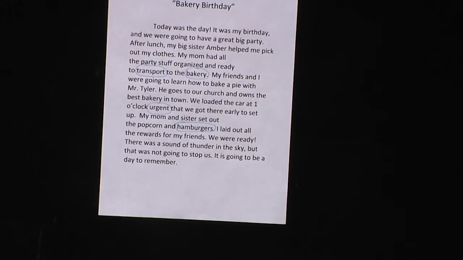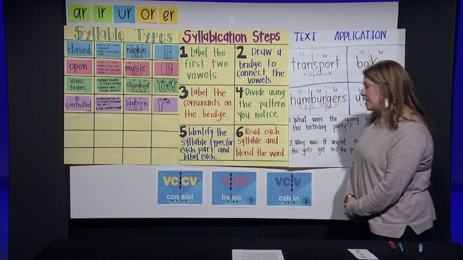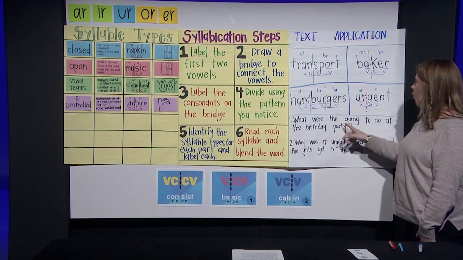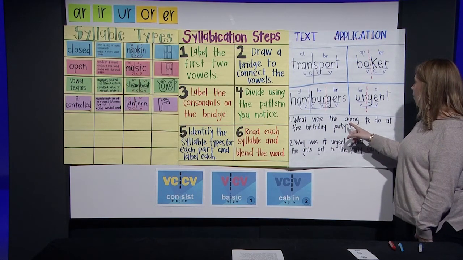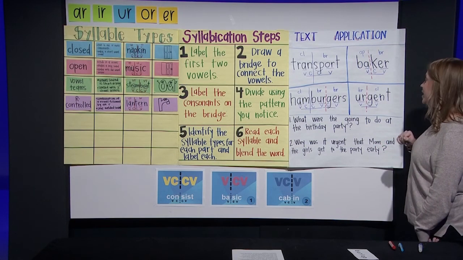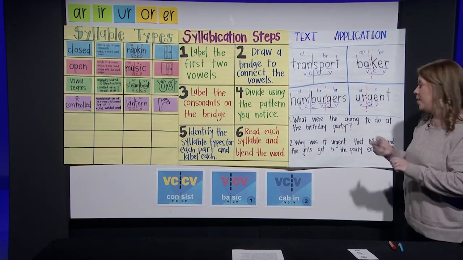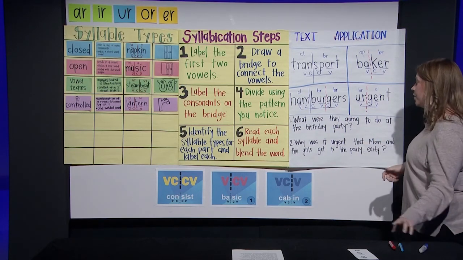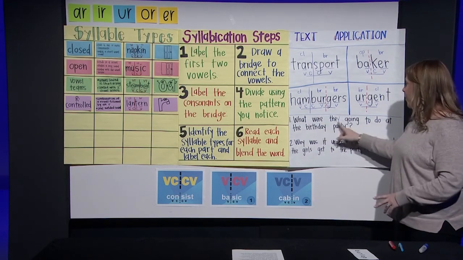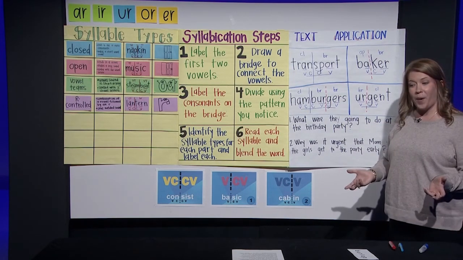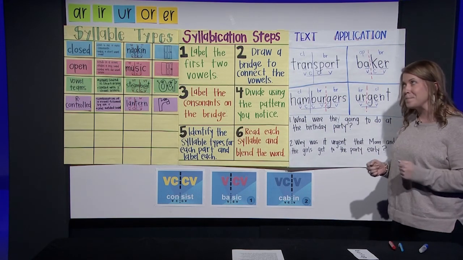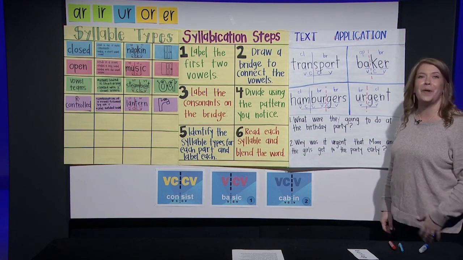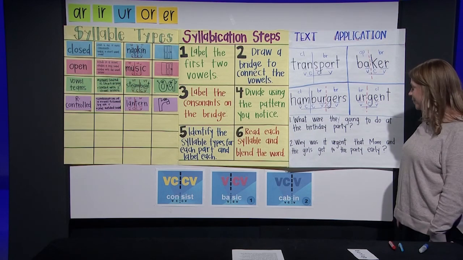Great reading. Let's look at some questions to see if we can recall those details. What were they going to do at the party? Miss Chelsea left off a letter in our word. I got a little confused. Let's start again. What were they going to do at the birthday party? That's right. They were going to bake. They were going to the best bakery in town.